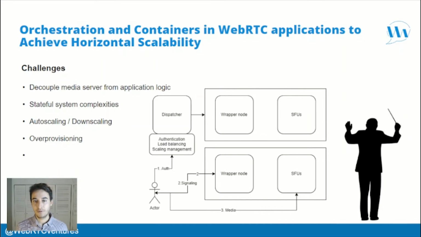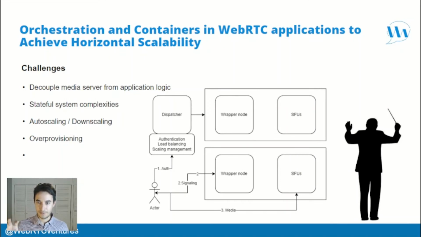So again, some of the challenges and why we would propose this very high level architecture sometimes is because it decouples media server from application logic. Of course, it still has a stateful system. Finally, WebRTC, if you are always connected to other participants and sending live video, so it's stateful. It matters to who you connect with, and it has some complexities, and that's why we have these services like Dispatcher and Node that help us handle that for the media server.